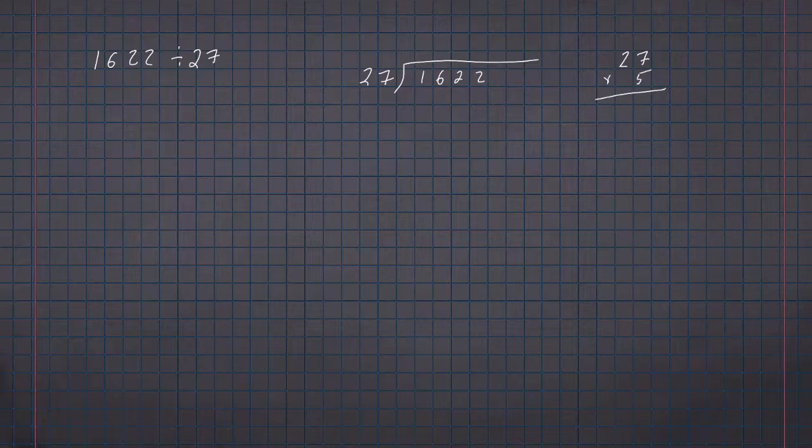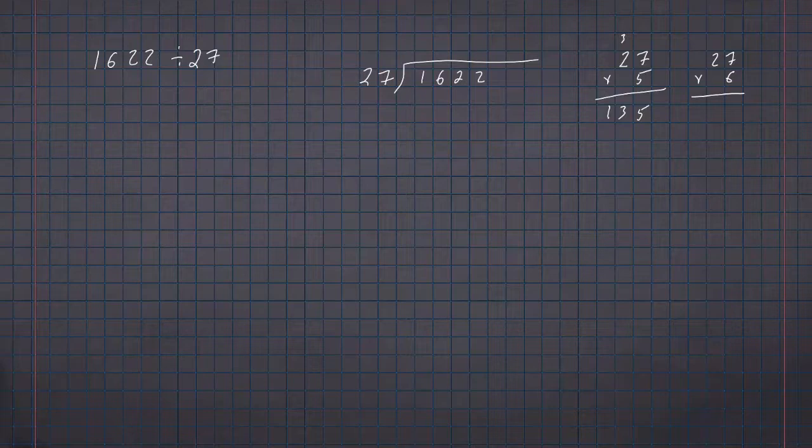and multiply 27 times 5. 5 times 7 is 35. Write the 5, carry the 3. 5 times 2 is 10 plus 3 is 13, so 135. And that looks like that should be really close to working. I guess to double check, we can always try 27 times 6.